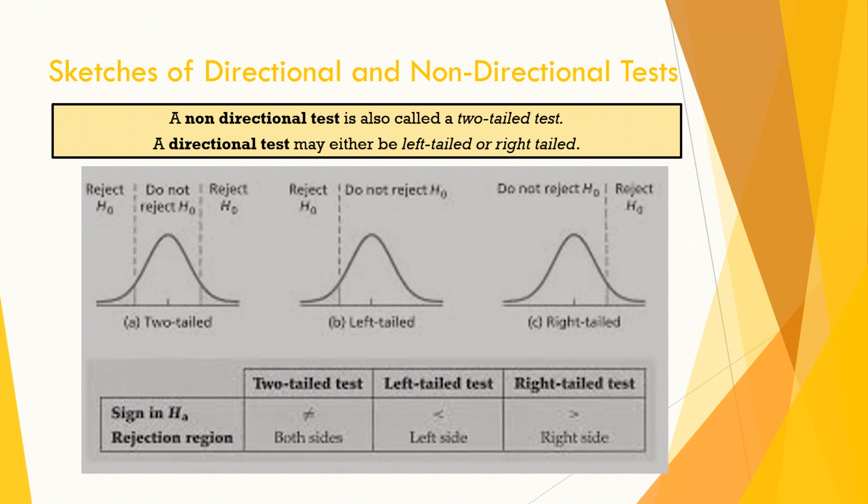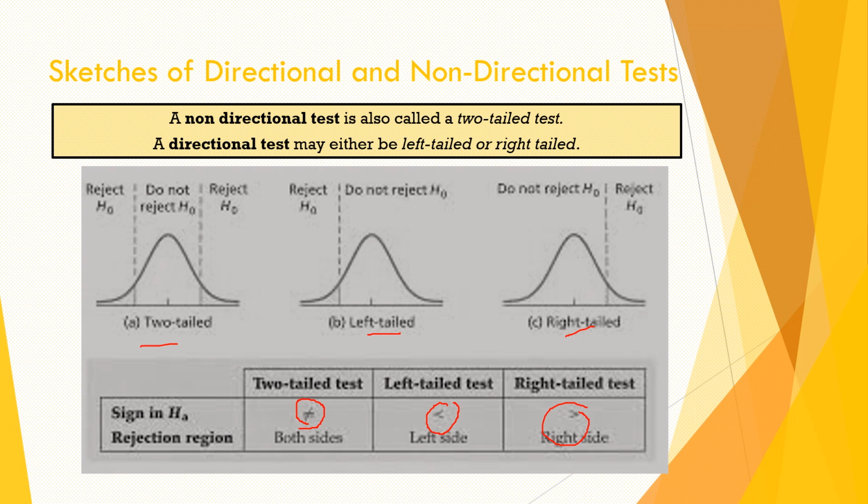So mapansin nyo, ito po yung magiging itsura ng ating normal curve. So yung first po natin na normal curve, that is a two-tailed. Again, ginagamit po natin na symbol kapag two-tailed is not equal. And if we have left-tailed, ang ginagamit po natin symbol is the less than symbol. And if it is right-tailed, ang ginagamit po natin is greater than symbol.